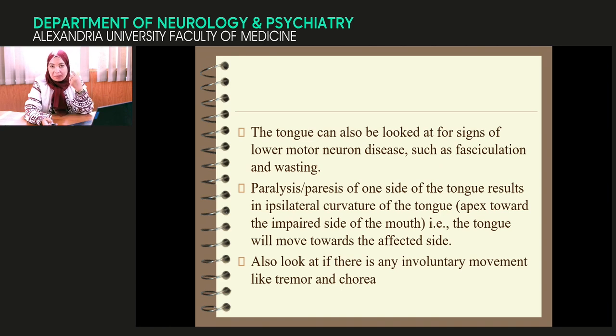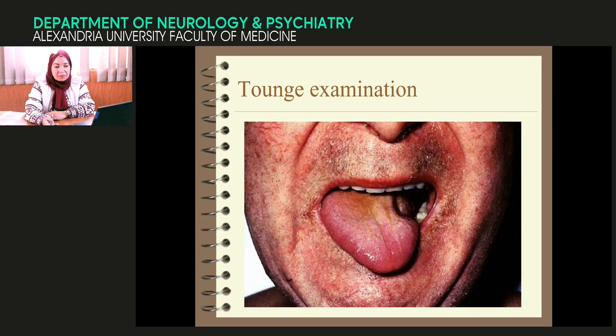As we said, we must protrude the tongue, showing if there is involuntary movement. What is the involuntary movement? It involves the tongue: fasciculation, chorea, and tremor. We check if there is wasting or not, and if there is deviation or not, and the deviation will be towards the affected side. This is a picture showing that the tongue is deviated to the left, and there is wasting of the left side of the tongue. So it is a left hypoglossal lower motor neuron lesion.